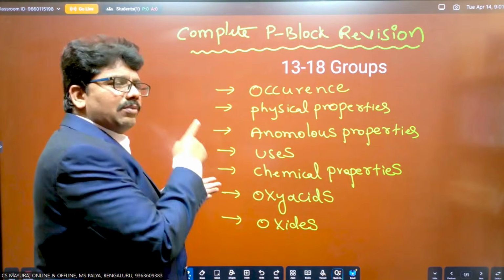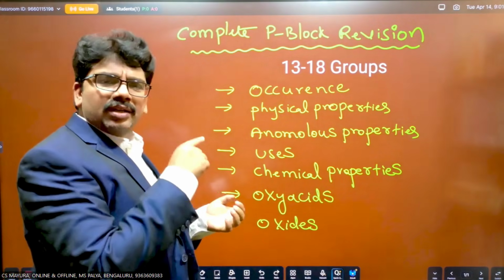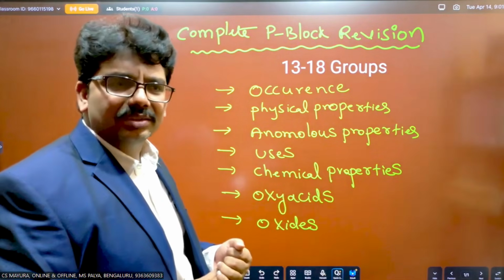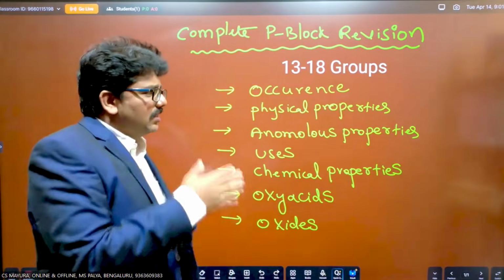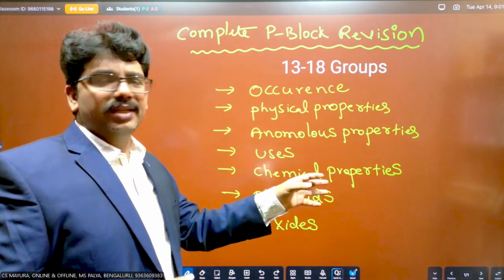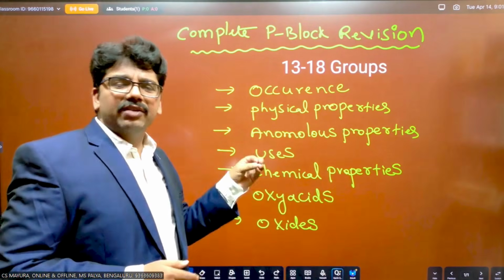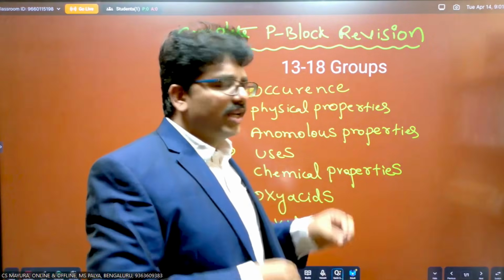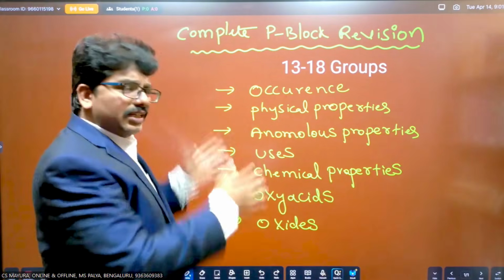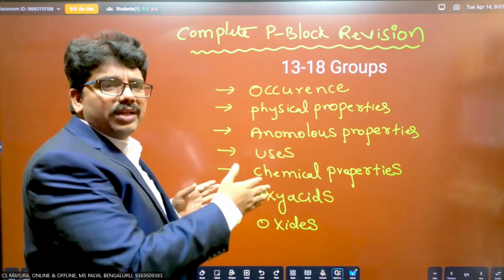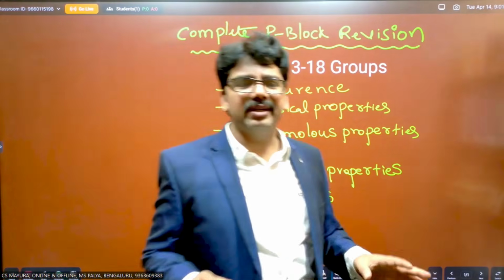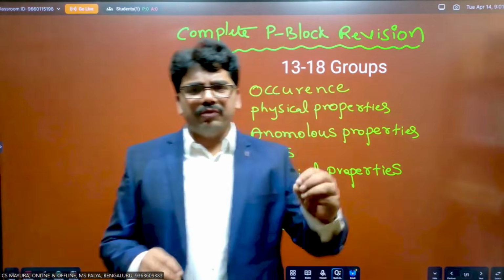Anomalous properties. So boron anomalous properties, next carbon anomalous properties, oxygen anomalous properties, nitrogen anomalous properties, like this. Anomalous properties of all elements from 13 to 18 group, if you study, it is very easy to remember, very easy to understand, and very easy to apply those concepts in the exam. So here in this session, I made all these properties from 13 to 18 groups simultaneously. I hope you will get benefited with this session.